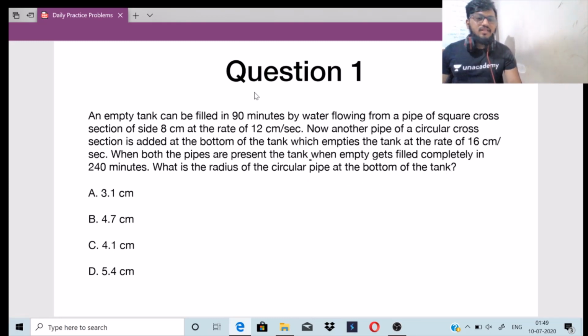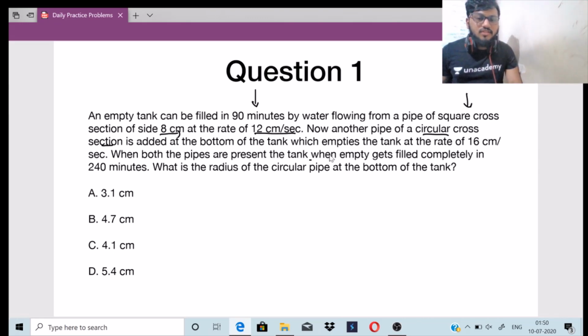So this is the question. An empty tank can be filled in just 90 minutes by a pipe which has a square cross section, with sides of 8 centimeters, and the rate of flow of this pipe is 12 centimeters per second. There is another pipe which has a circular cross section, and this is added to the bottom of the tank. The tank is one itself, and there are two pipes added to it: one pipe of square cross section, one pipe of circular cross section.